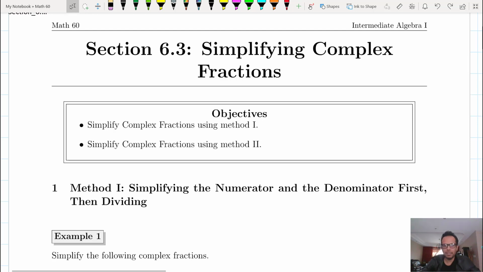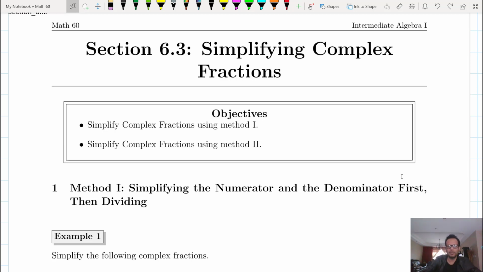Okay, so we are moving on to simplifying complex fractions. We're going to look at essentially two different methods to simplify complex fractions. Method one consists in simplifying the numerator and denominator first, that is, simplifying two different expressions, putting everything together and simplifying. I'm going to explain what method two is after going through a couple of examples on method one.